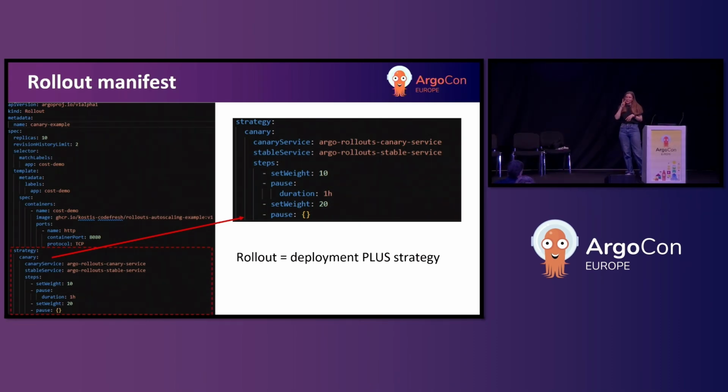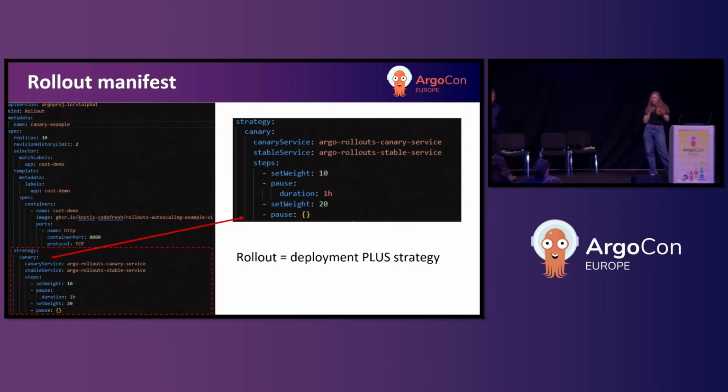Up here on the screen, you can see the original fields at the top that you would use, and at the bottom you can see we have the strategy. In this case, it's Canary. So you can see that you've started with 10% of the traffic and then pausing after an hour to promote the traffic to 20%.